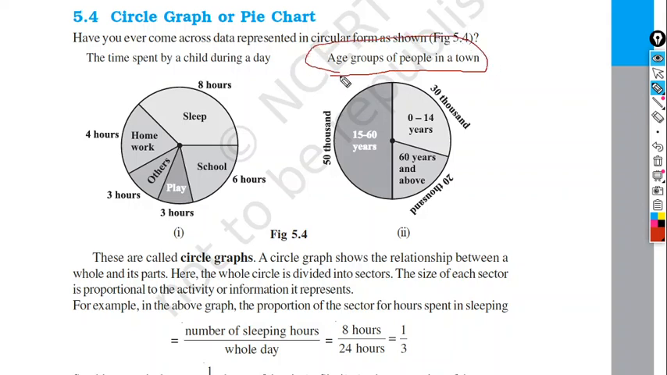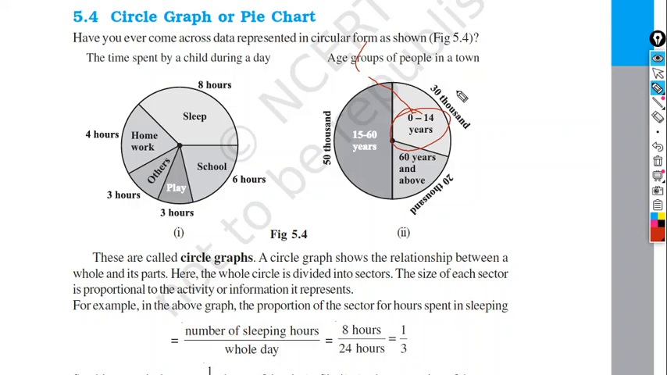So in a town, say suppose your Bethnoti town, this is the age group of the people. That means 0 to 14 years, 30,000 people are living. Then 60 years and above, 20,000 people are there, and 15 to 60 years is 50,000 people. So you can find what fraction of people are in each age group. How can you find?